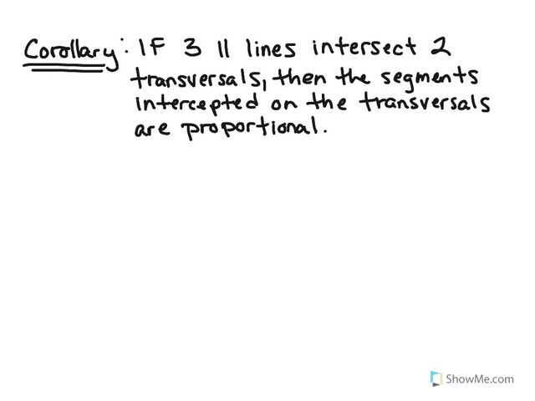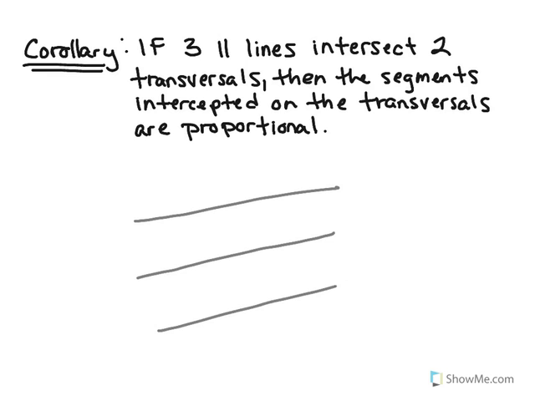Now, based off of what we just learned, we can draw yet another conclusion from it. When we can draw conclusions from theorems, they're called corollaries. So here we have a corollary to the side-splitter theorem that we just learned. It says if three parallel lines intersect two transversals, let's go ahead and get that part sketched. I need three parallel lines. So I'm going to go 1, 2, 3.